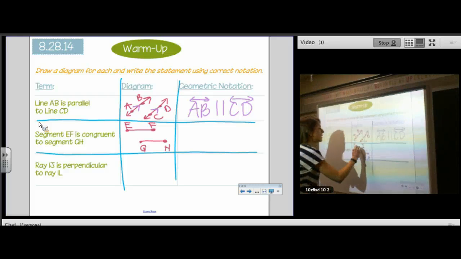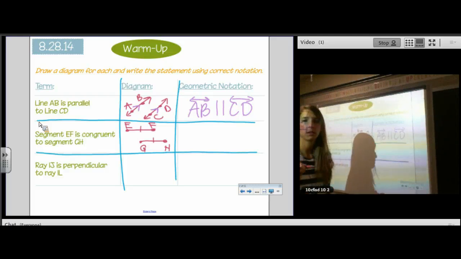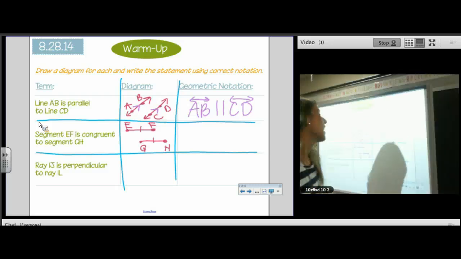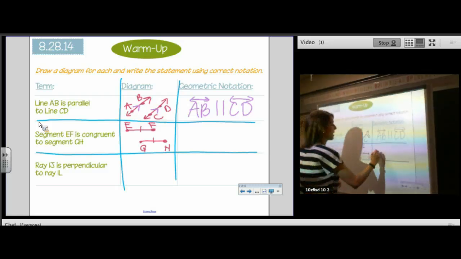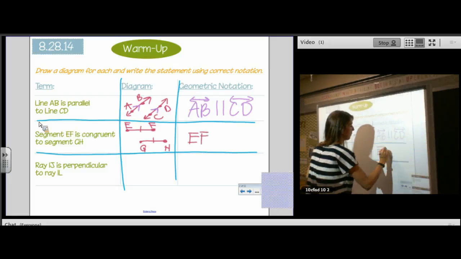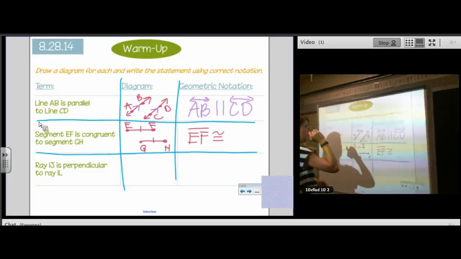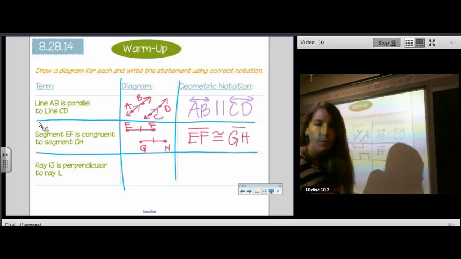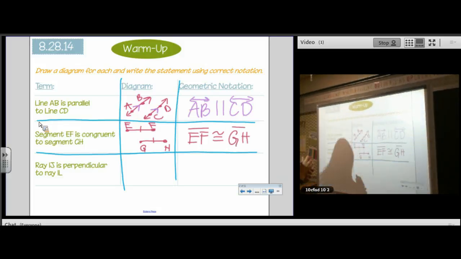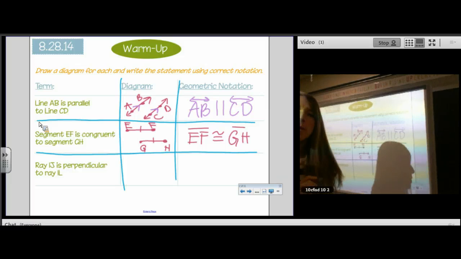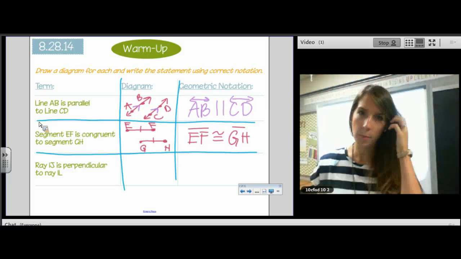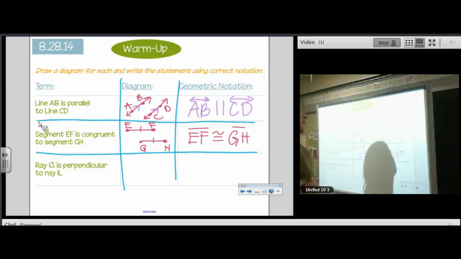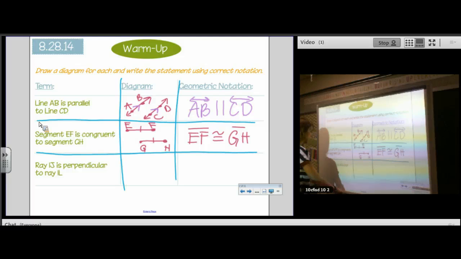So if you put a little tick mark and a little tick mark, then now those are congruent, whether you like it or not. And for our notation, EF is congruent to GH. Okay? Remember, it did say segment, so you're not going to put arrows on those. And last one, let's see if you got this one right.